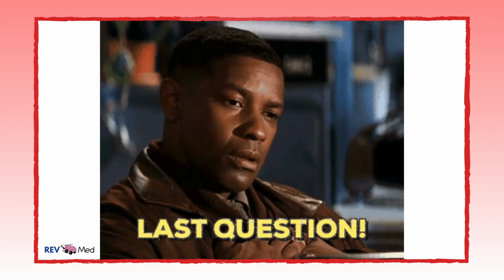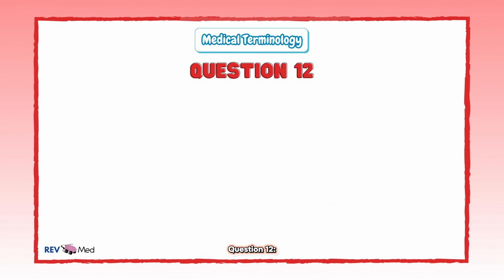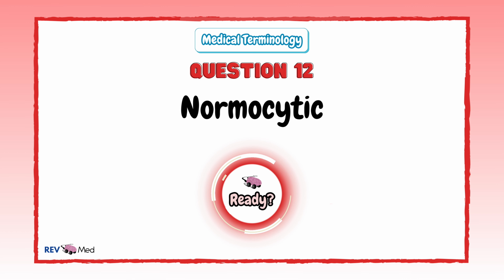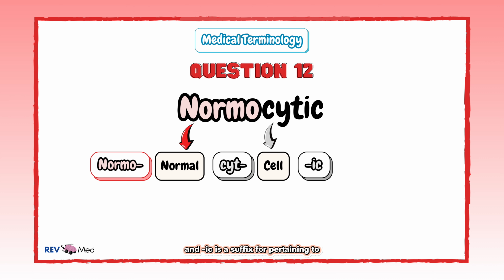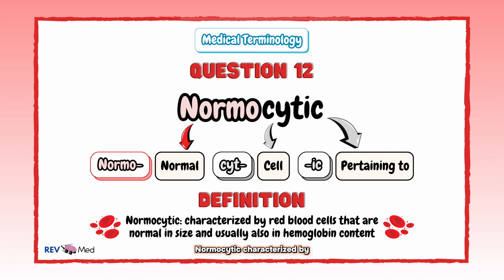Okay, last question. Let's finish off strong. Question 12. Normocytic. Well, you see normal in the word. Normo is for normal, and cyte is for cell, and ic is a suffix for pertaining to. Normocytic, characterized by red blood cells that are normal in size and usually also in hemoglobin content.